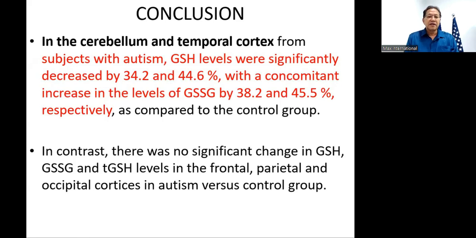That's significant. In contrast, there was no significant change in glutathione, GSSG, and total GSH levels in the frontal, parietal, and occipital cortices in autism versus control group. Okay, so mainly it is this area, the cerebellum and the temporal. Oh, sorry, not trans, that's total GSH, yeah? Because you have the reduced form and the oxidized form, you combine the two, that is total.